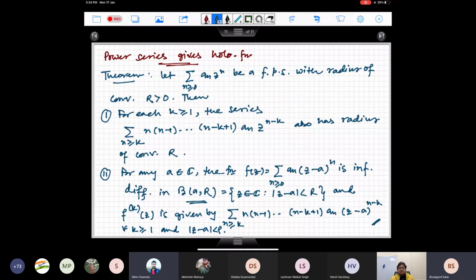So this tells you that power series are very special examples. Of course, these are holomorphic functions. Not only that, they are infinitely differentiable. So far we had defined holomorphicity by just saying that it should be differentiable in a neighborhood, with no additional condition. But it turns out that power series are much stronger. They are going to be infinitely differentiable.